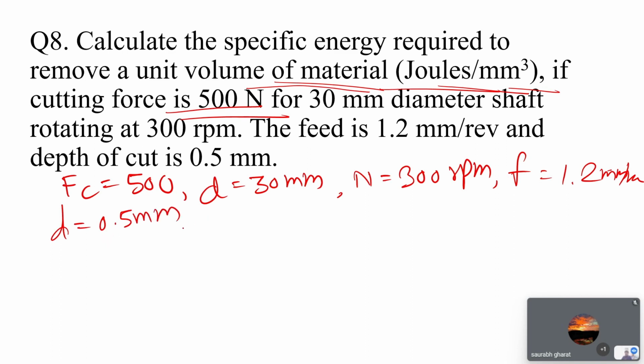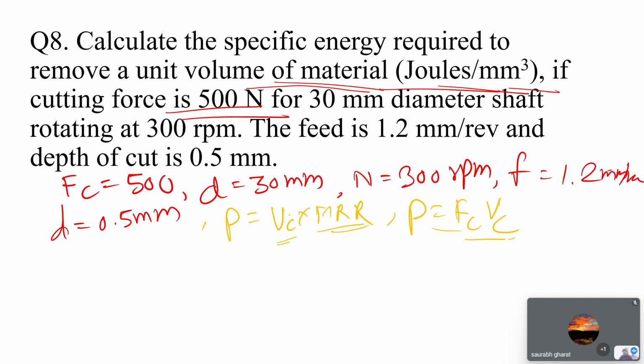You know what your FC is, so we have to find out power. What is your power? Power is equal to the specific energy into MRR. And again, power is equal to FC into VC. You have FC here. You can calculate the VC, and by this you can calculate. You can also calculate MRR, FC, VC. From that you can calculate the VC. This should be your criteria for how to solve it.